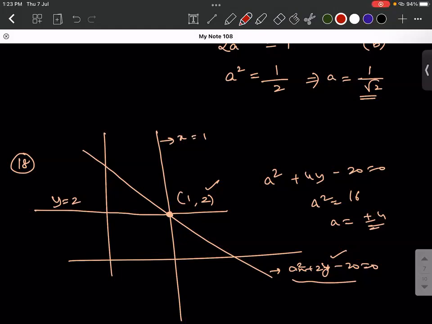So 19th one. The value of k, if the linear equations x plus 2y is equal to 3 and 5x plus ky plus 7 is equal to 0 has a unique solution.